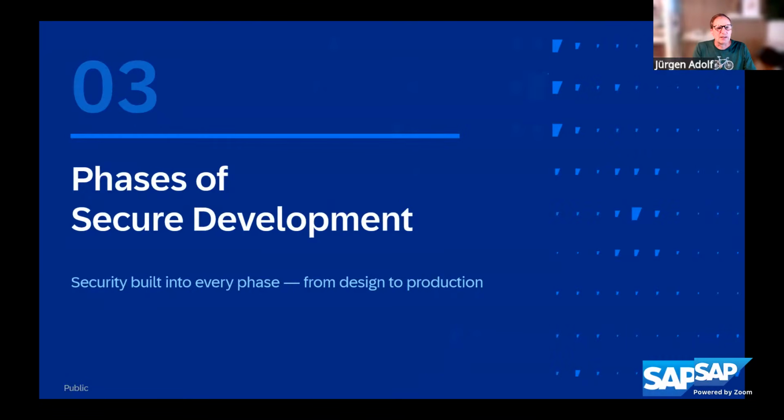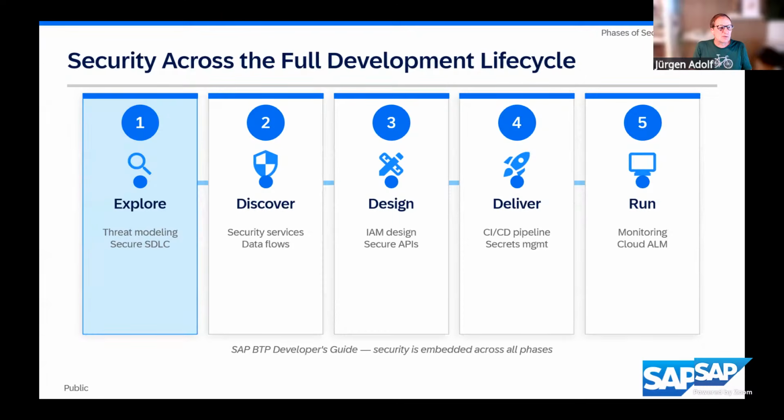Phases of secure development. Now for the core of today's session, the 5 phases of secure development. We'll go through each one and look at what security means concretely at that stage. So this slide gives you the big picture of how the developer's guide structures development in 5 phases: the explore phase, the discover phase, the design phase, the deliver phase, and the run and scale phase. Security is not a final step in this model. It is embedded in every single phase of it.